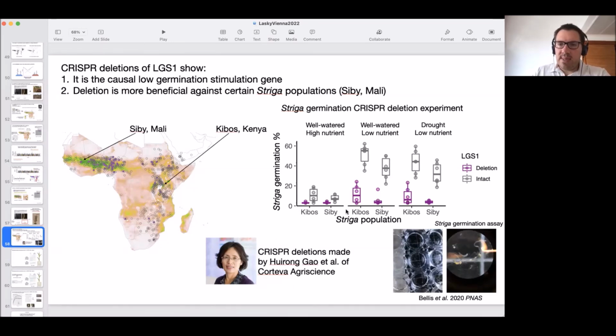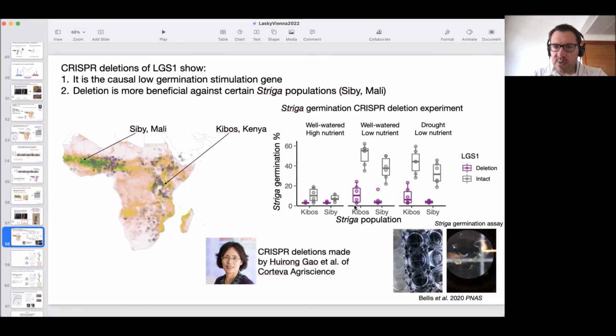And so here on this figure, we're showing you the Striga germination results. So low germination means resistant, high germination means susceptible. We did this in three different environments. And so one message from this is that the deletion allele always has lower Striga germination. So that confirms there is some resistance conferred. But it's important to note that this changes across environment and Striga genotype.